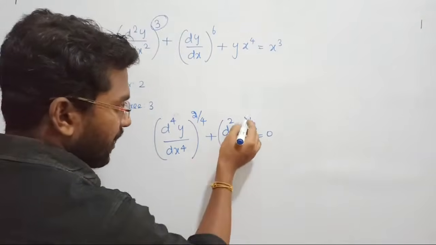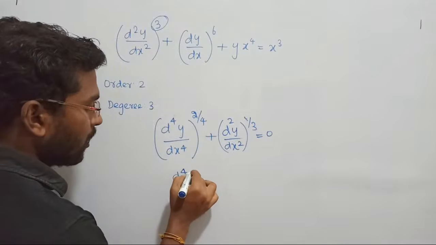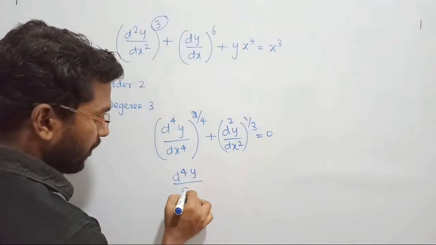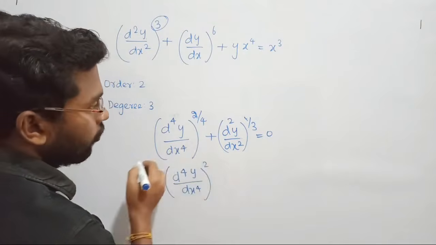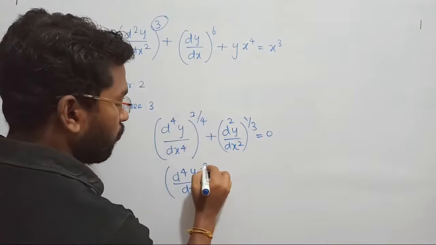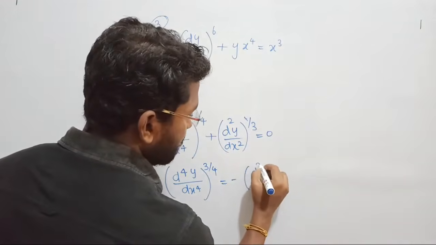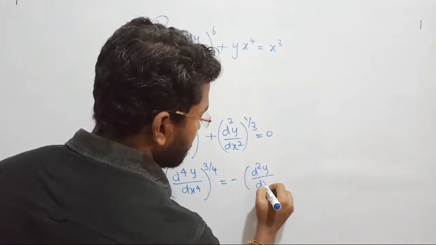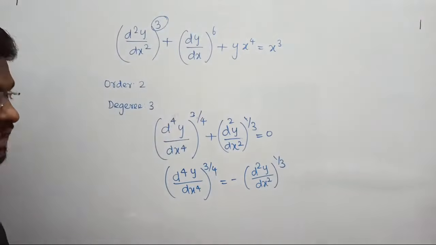For that, first let us pass this term to the right side, such that this equation will become d power 4 y divided by dx power 4, in the power we are going to consider 2 by 4. I said you can cancel it, right? Let us consider 3 by 4 equal to minus d square y upon dx square whole power 1 by 3. Exactly, that is correct, right?